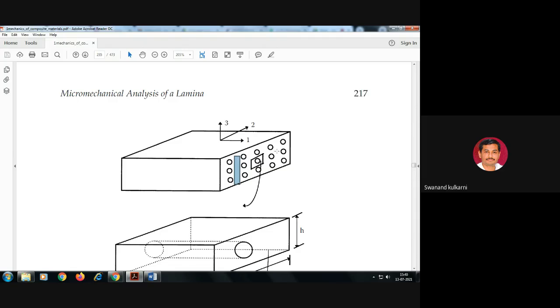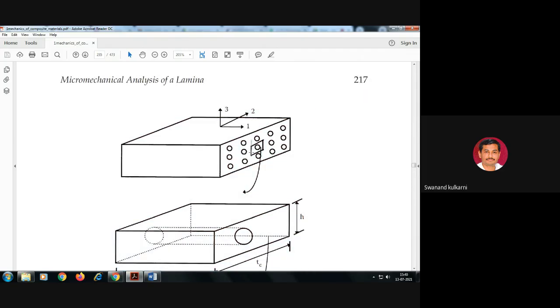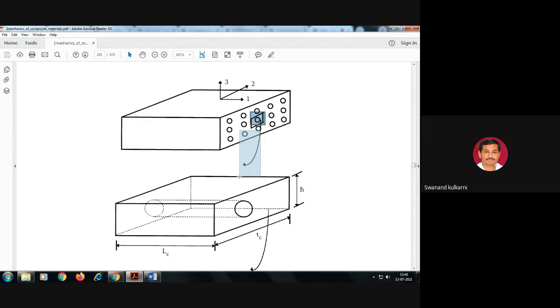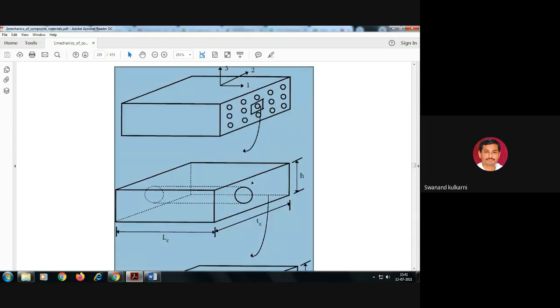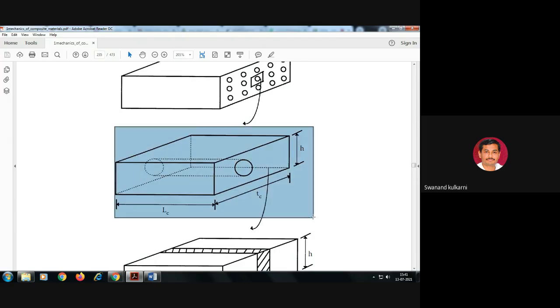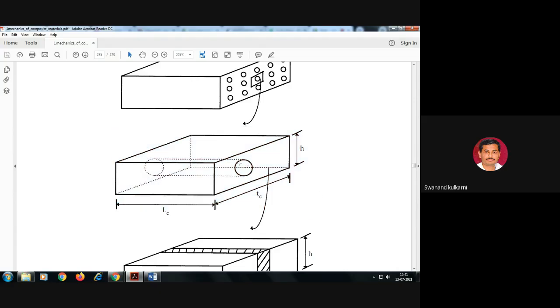So matrix and reinforcement are present alternately. If we take this small element for the study, as shown here, then this part becomes the representative volume element, which is called the RVE. Now, what does this representative volume element consist of? The round part in the center is the reinforcement, and the remaining part around it is considered to be the matrix.